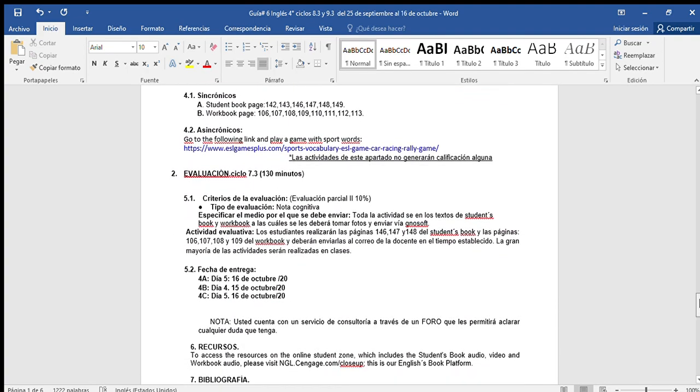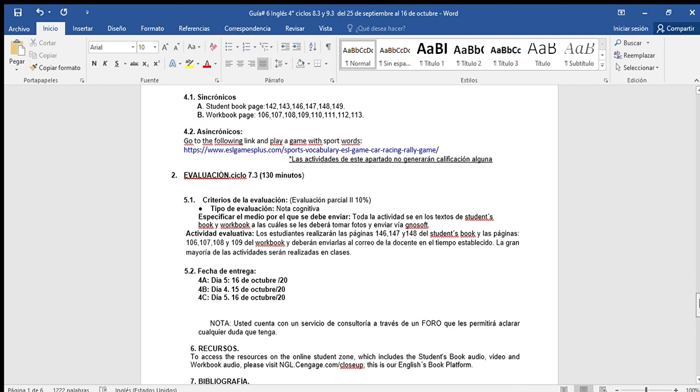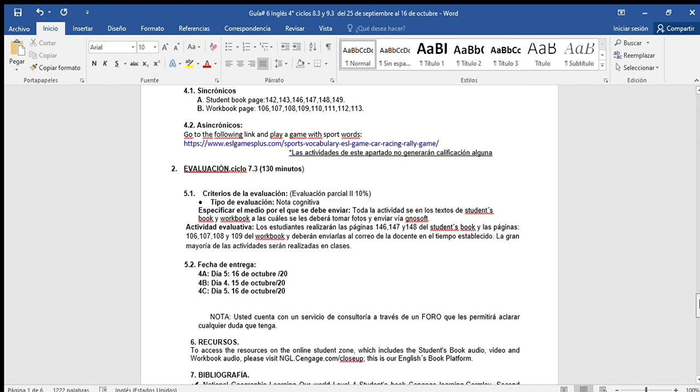This is an evaluative activity, so I want you to work on pages 106 to 109 in the workbook and 146 to 148 in the student's book. Please take a picture of this and send it through my Genosoft email.